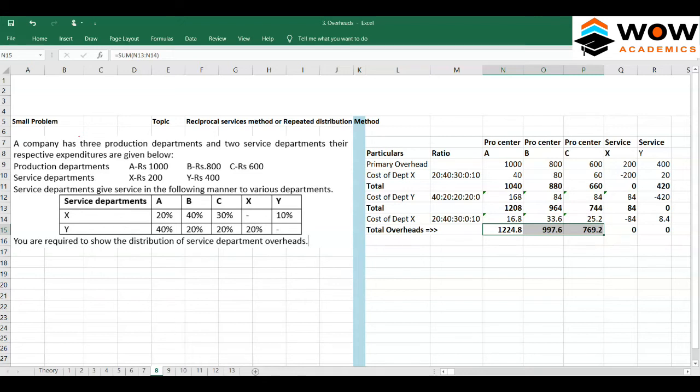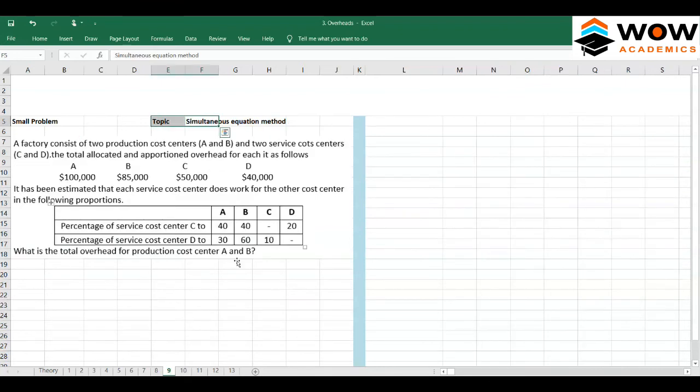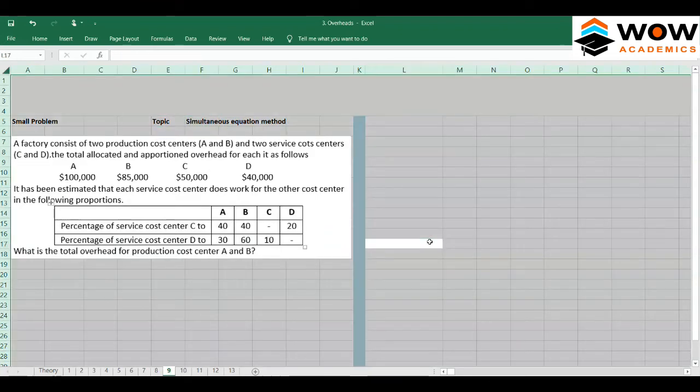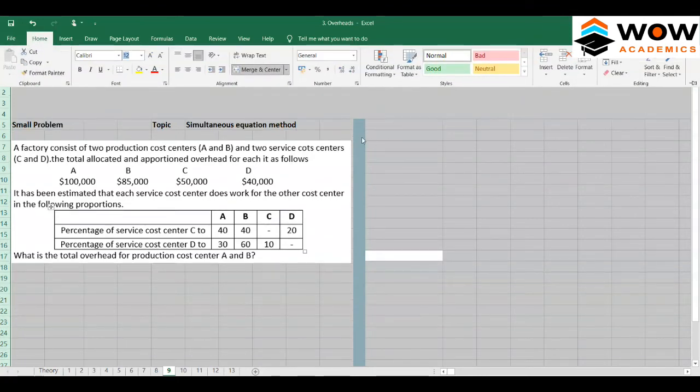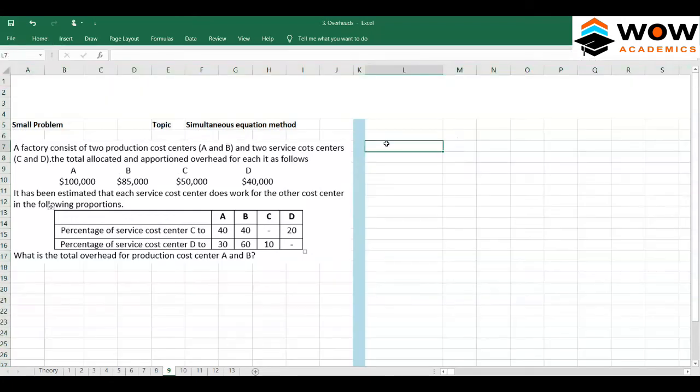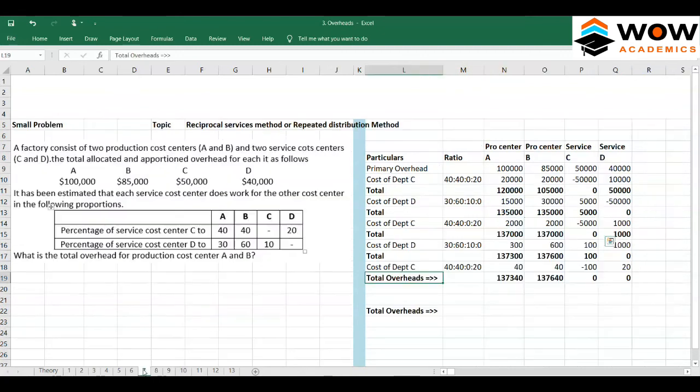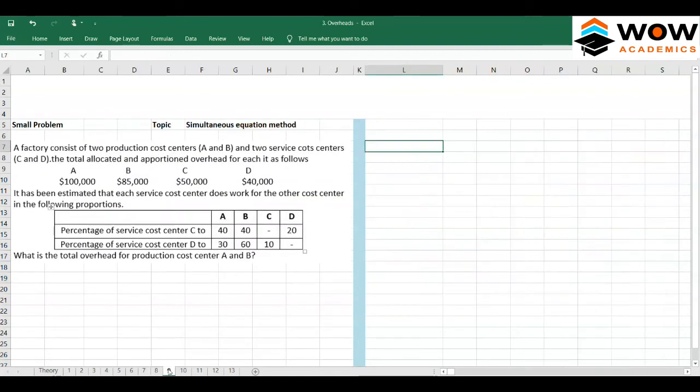So we'll now move on to a new method. This new method is called the simultaneous equation method, where we create equations and try to solve them. When we solve them, we will get an answer which is very similar to the repeated distribution method. So we'll start here.